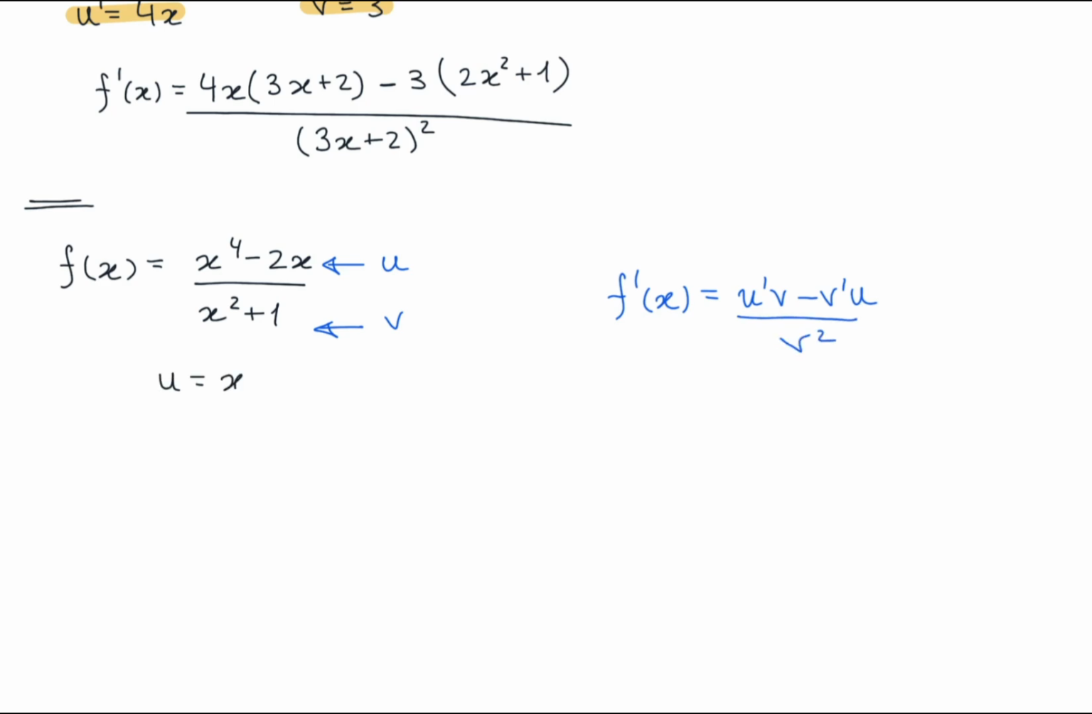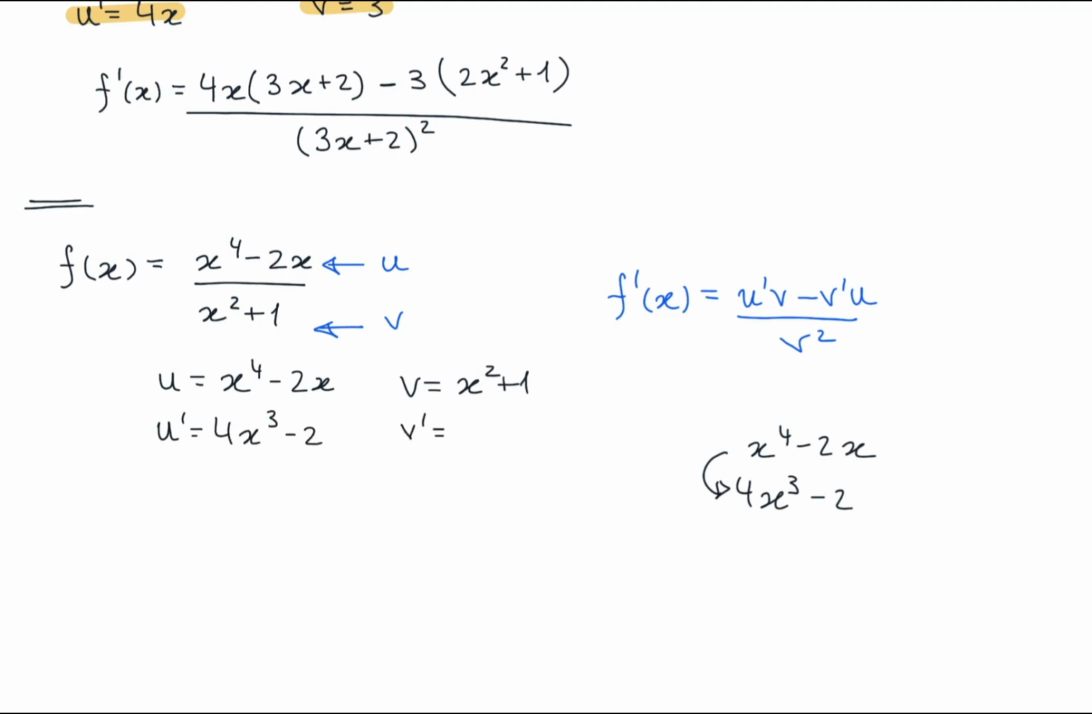U is x to the 4 minus 2x. V is x squared plus 1. U prime is the derivative of u. The derivative of x to the 4 minus 2x will be 4x cubed minus 2. And the derivative of x squared plus 1 will simply be 2x. Now we have our u, v, u prime, and v prime.